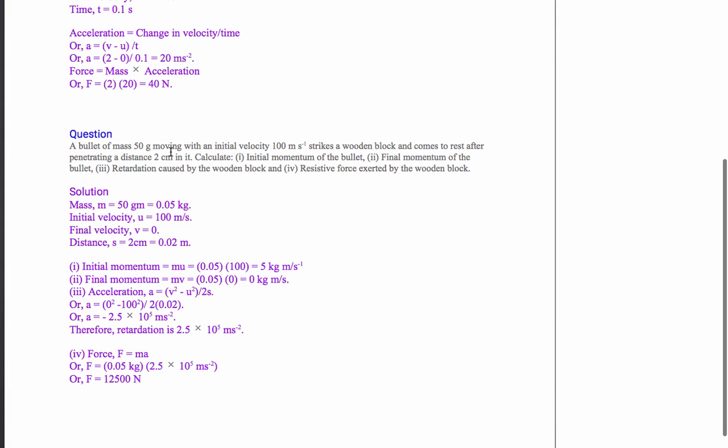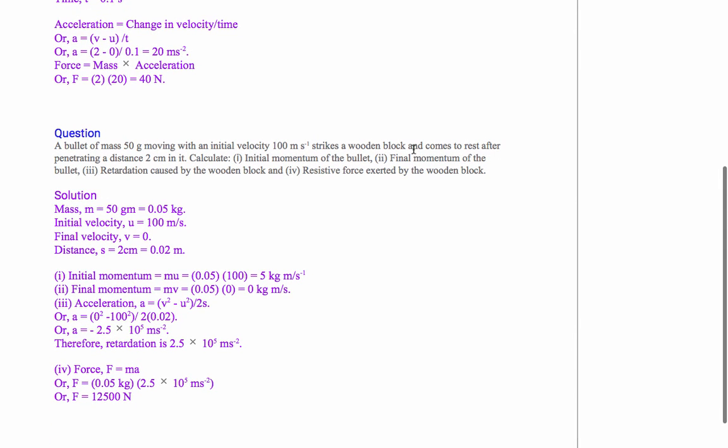A bullet of mass 50 gram moving with initial velocity 100 meter per second strikes a wooden block and comes to rest. Comes to rest means final velocity will be 0. If a body comes to rest, brakes are applied. I've told you, if you remember, that the final velocity in this case is always 0.